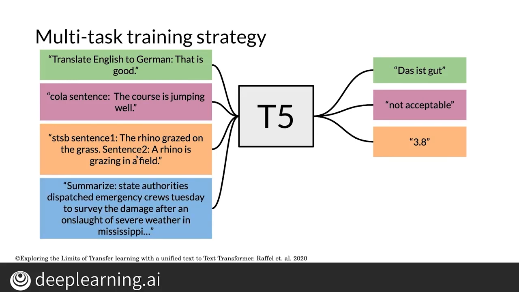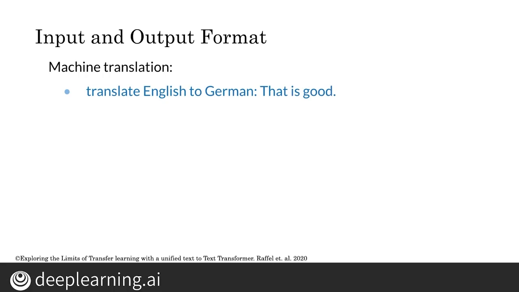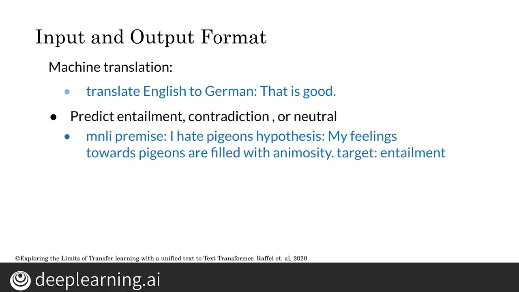If you want to summarize, you add the summarize prefix to the article or the text you want to summarize, and it gives you the summary. So this is how it works. Inputs and outputs format. For machine translation, you just do "translate blank to blank," and you add the sentence. To predict entailment, contradiction, or whether it's neutral, you would feed in something as follows. MNLI premise: I hate pigeons. Hypothesis: my feelings towards pigeons are filled with animosity. The target is entailment. So basically, this is going to try to learn the overall structure of entailment.